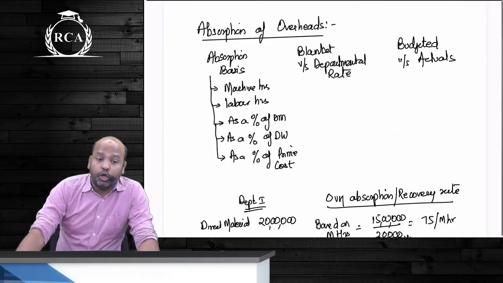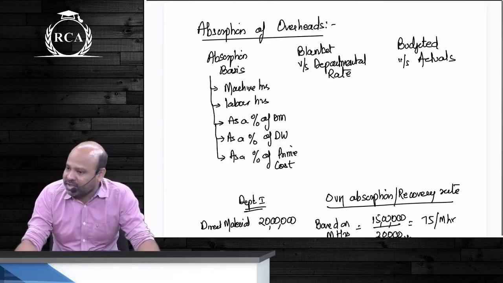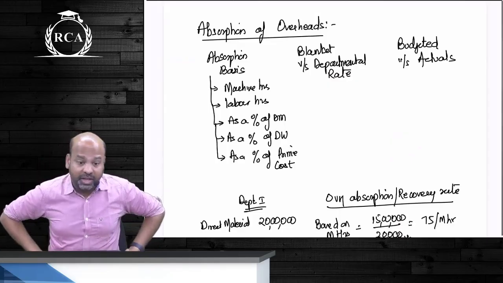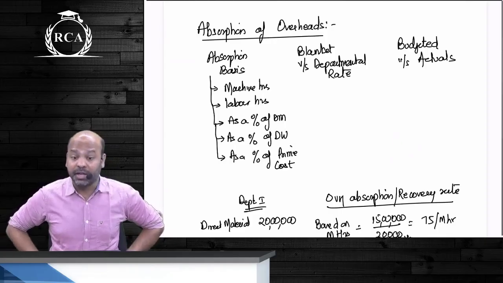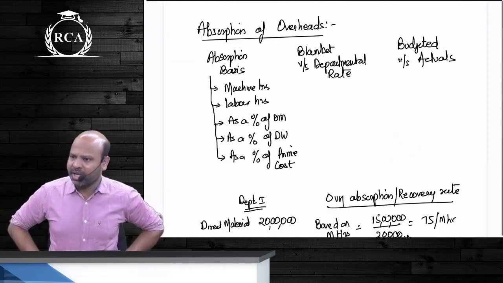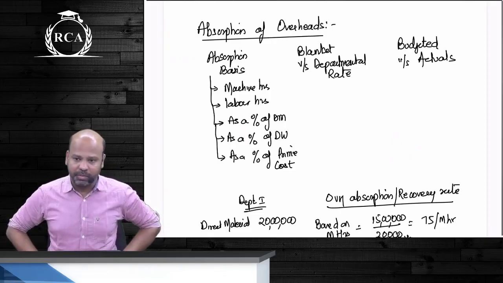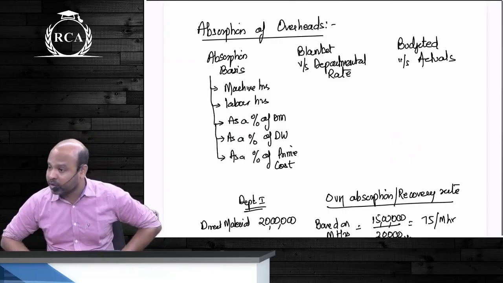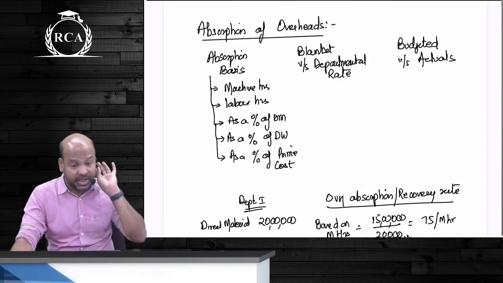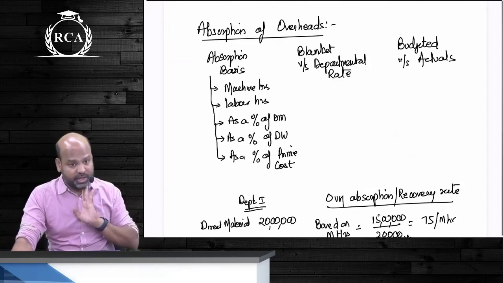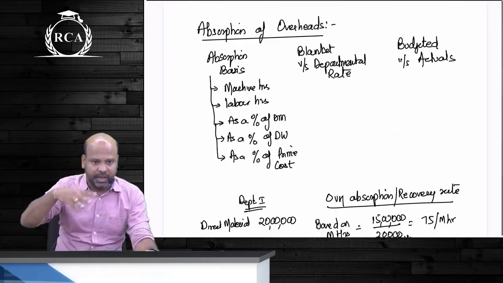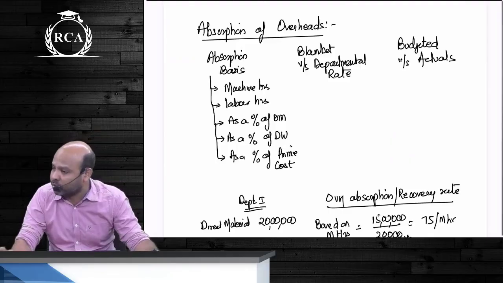Now, your recovery rate, that is absorption rate, is always based on budgeted data. The meaning, you always determine this rate in advance, a predetermined rate. Few organizations may have an actual rate, but that's difficult to implement because you cannot wait till the end of the year to arrive at the cost of multiple products. So overhead rate is always predetermined. When you say predetermined, it is always based on budgeted data. So if they give you budgeted details, your budgeted overheads divided by budgeted activity. It can be machine hours, labor hours, direct material, direct wages, prime cost. We do not care about that.